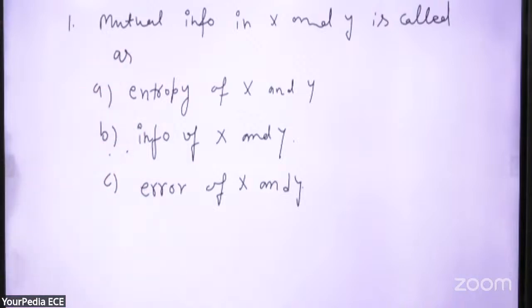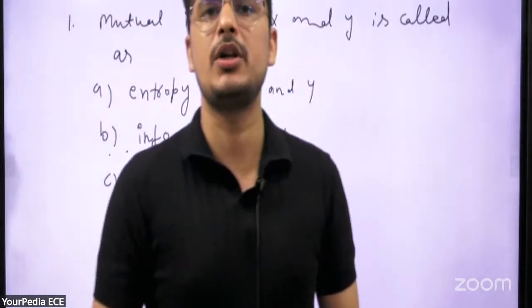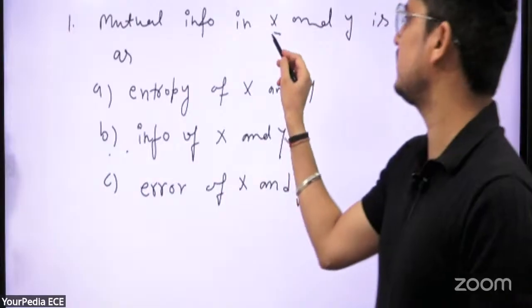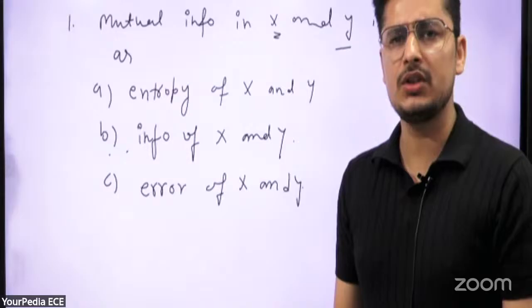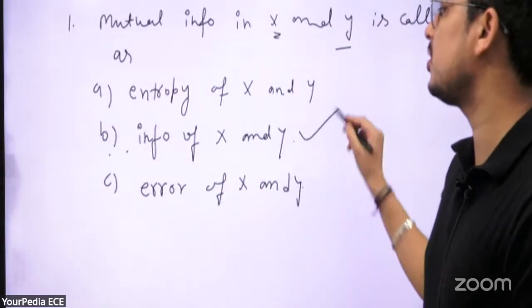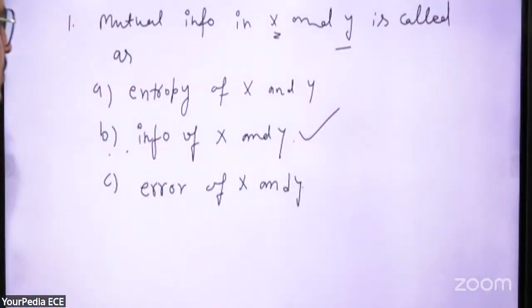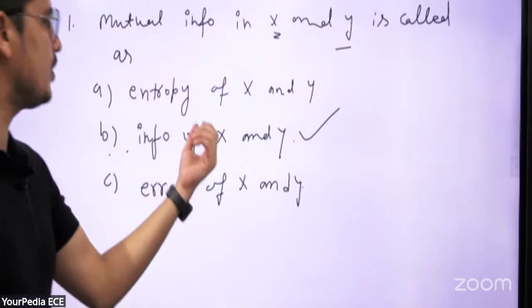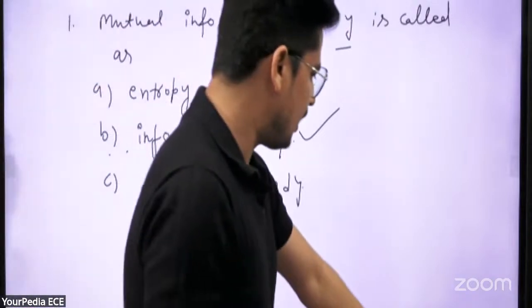Whenever we are talking about mutual information between two random variables, this is a random variable X, this is a random variable Y. When we are talking about mutual information between two sources or variables like that, that will be the information of X and Y. So that is the correct option whenever you are calculating the mutual information. If you have other options, you can share them with me in the chat box.